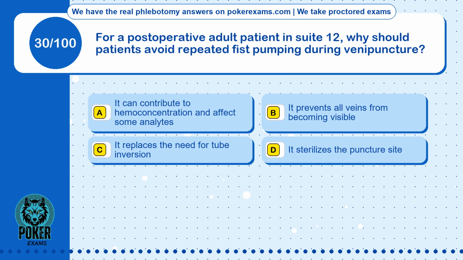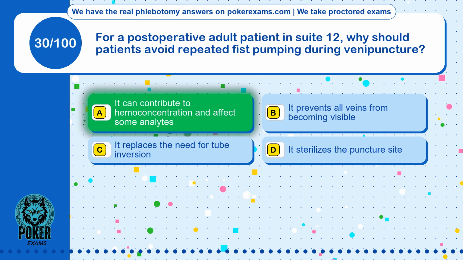Question 30. For a postoperative adult patient in Suite 12, why should patients avoid repeated fist pumping during venipuncture? Option A. It can contribute to hemoconcentration and affect some analytes. Option B. It prevents all veins from becoming visible. Option C. It replaces the need for tube inversion. Option D. It sterilizes the puncture site.